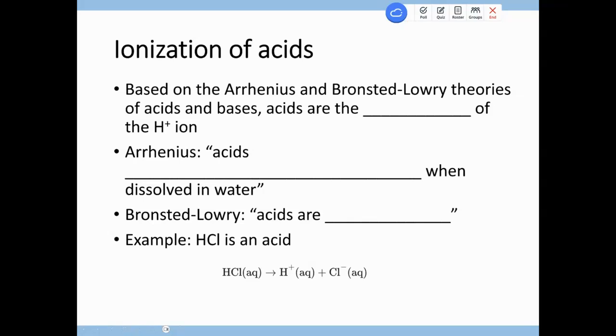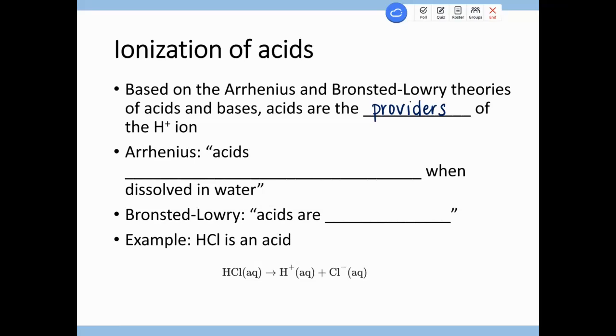There is the Arrhenius definition, Bronsted-Lowry, and Lewis. We're talking mostly about Arrhenius and Bronsted-Lowry in our class, but we will discuss Lewis acids and bases a little bit. But based on the Arrhenius and Bronsted-Lowry theories of acids and bases, acids are the providers of the H plus ion.